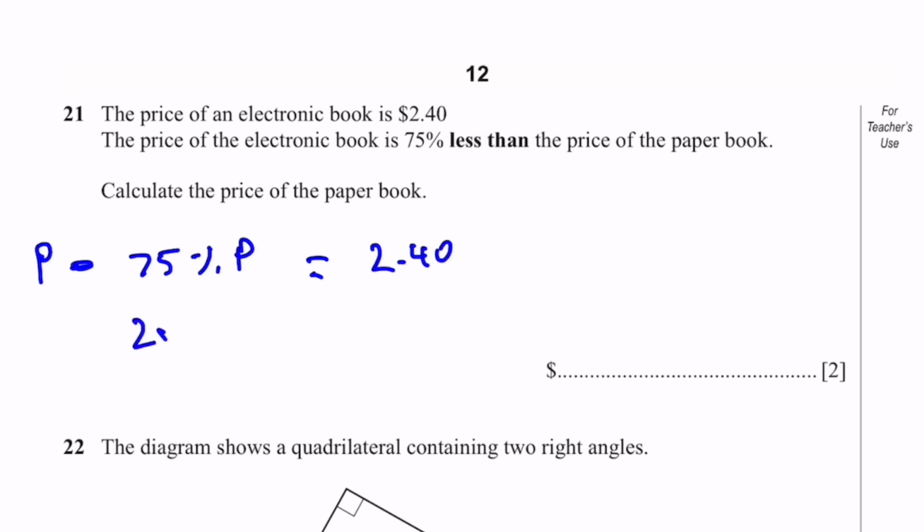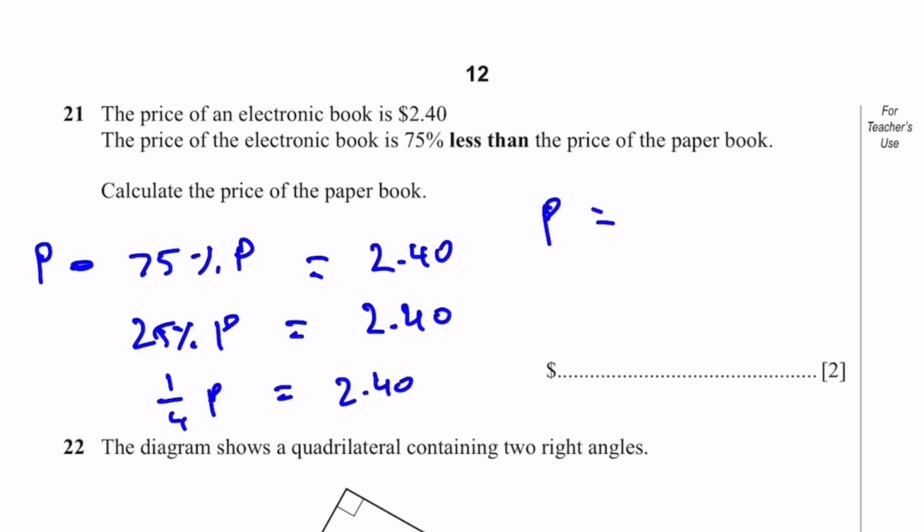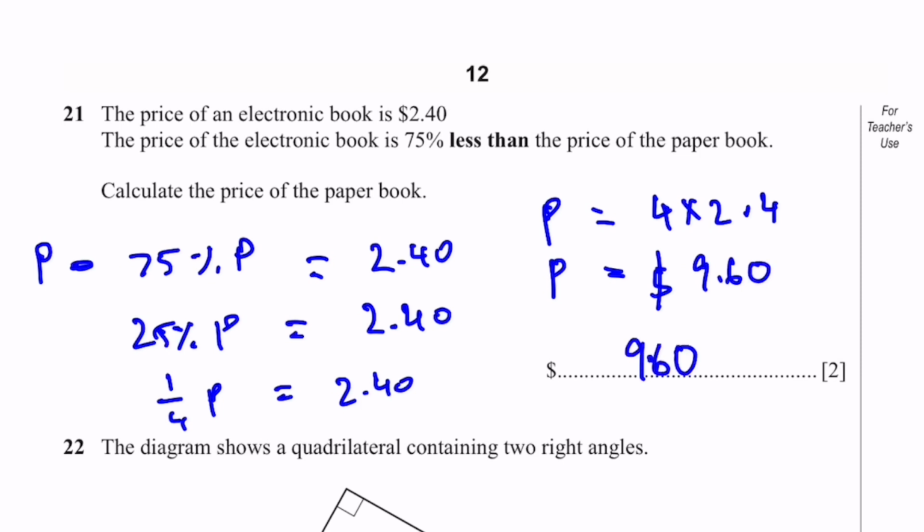And then 25% of P is equal to 2.40. 1 by 4, P equals 2.40. P is equal to 4 into 2.4. P is equal to dollars, remember the sign, dollars, and then we multiply 2.4 by 4, and that's equal to 9.60. So the answer is 9.60.